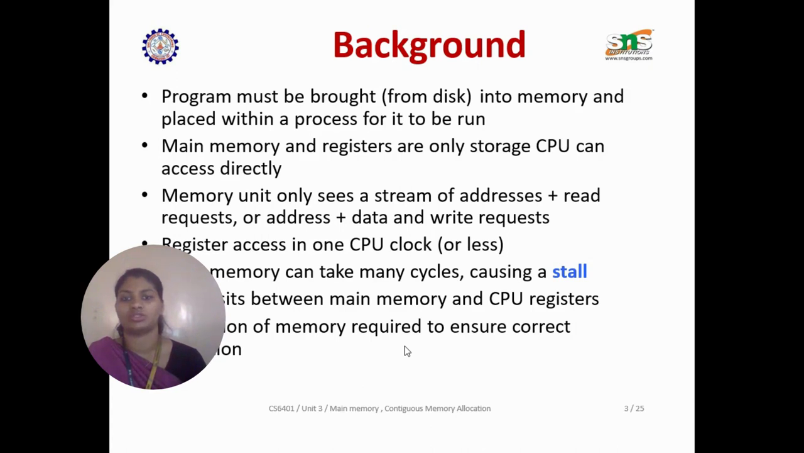A program must be brought from disk into memory and placed within a process for it to be run. Main memory and registers are the only storage the CPU can access directly. The memory unit only sees a stream of addresses plus read requests, or addresses plus data and write requests. Register access takes one CPU clock or even less. Main memory can take many cycles, causing a stall. Cache sits between main memory and CPU registers. Protection of memory is required to ensure correct operation.